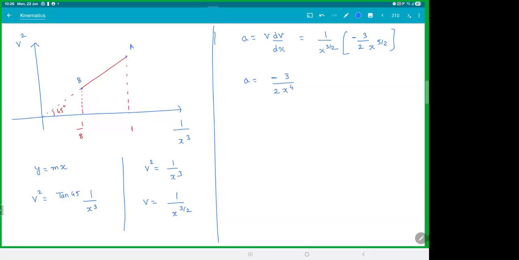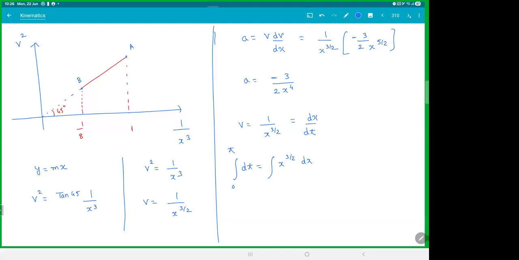Now they're asking for time. If you give me the value of x, I can find the acceleration. They can ask you to find the acceleration at A, so put x is equal to 1 and you'll get the acceleration at A. We also know v is equal to 1 by x power 3 by 2, so I can write this as dx by dt. So dt is equal to x power 3 by 2 dx.